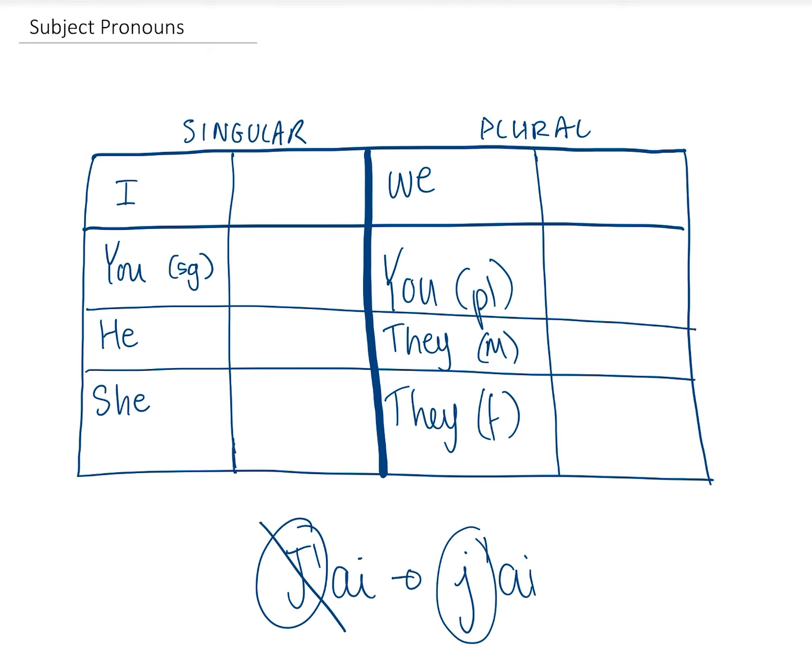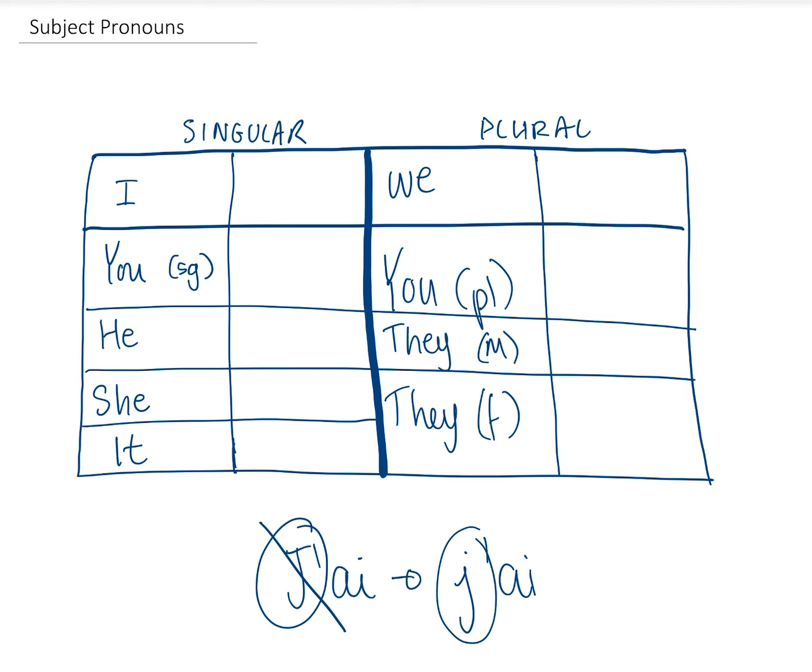Now here we have the subject pronouns in English. The singular are I, you, he, she, it. We, you, they. They masculine and they feminine.